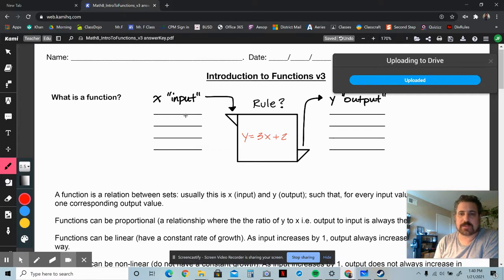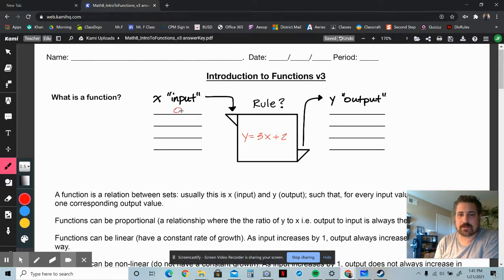So in this case, if you had an input of 0, the value would be 2, because 0 times 3 is 0, and 0 plus 2 is 2. If you had an input of 1, the output would be 3 plus 2, which is 5. If you had an input of 2, the output would be 6 plus 2, which is 8, and so on and so forth. And if the input is 3, the output would be 9 plus 2, which is 11.